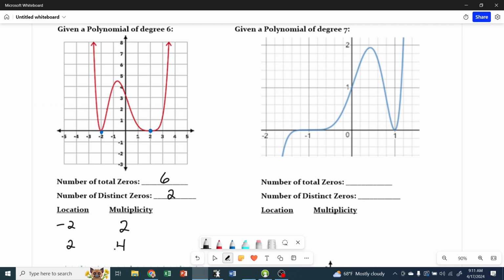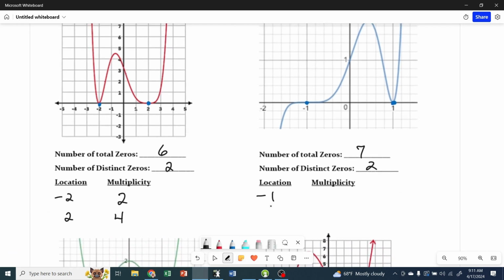So given a polynomial of degree 7, how many zeros? Well, again, it's going to be 7 zeros. But I only have 2 zeros. I've got one here at negative 1 and one at positive 1. So my multiplicity at positive 1 is 2.